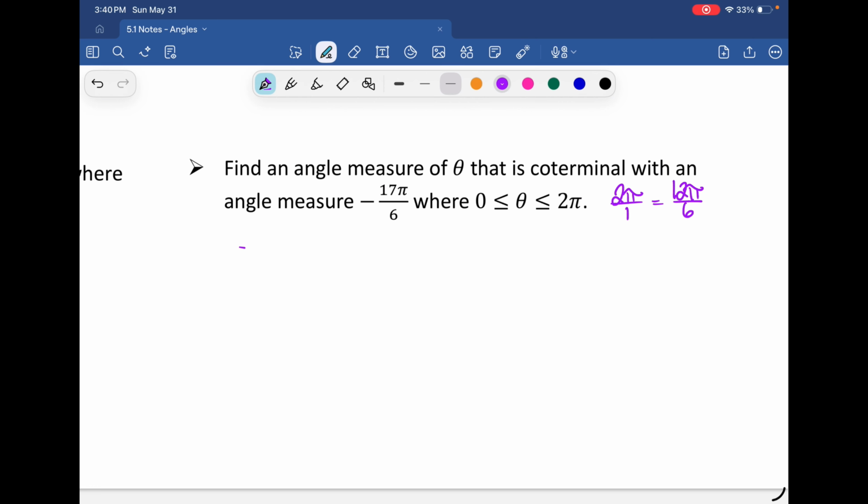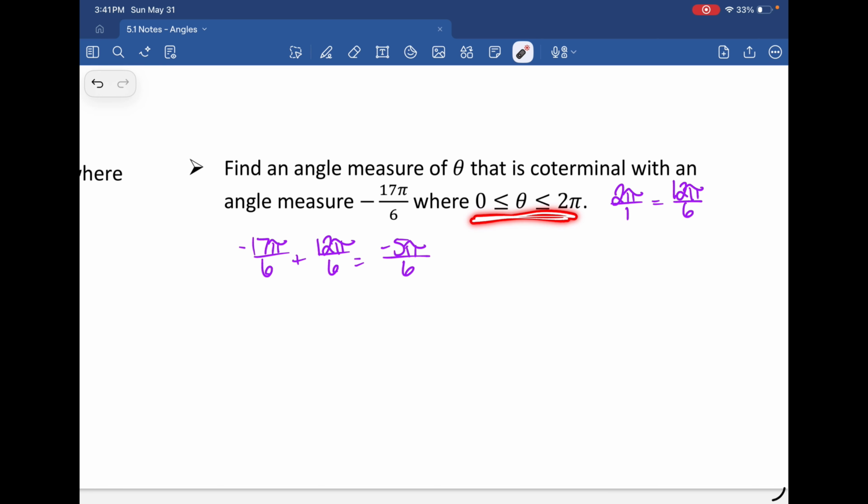So let's take negative 17 pi over 6 and add 12 pi over 6. So that's going to be negative 5 pi over 6. That is a coterminal angle. I added a full rotation, it just doesn't meet these guidelines. It has to be between 0 and 2 pi. This is negative. Let's try it again.